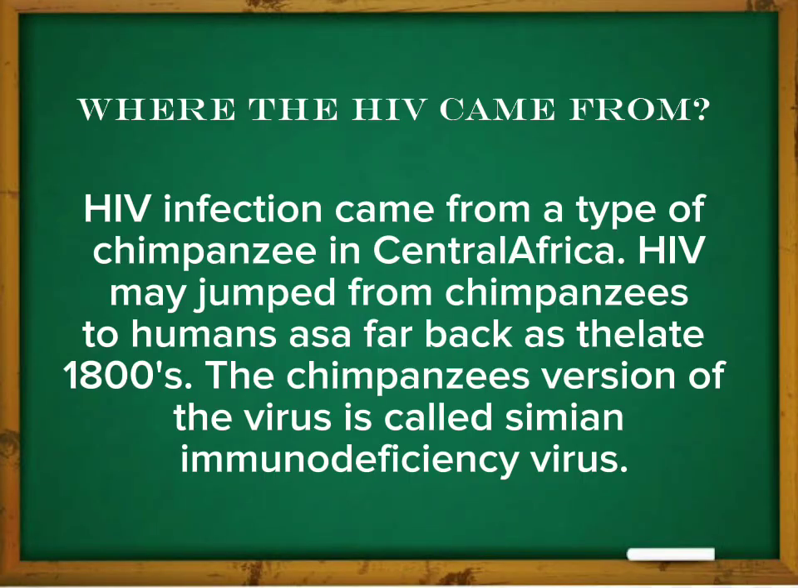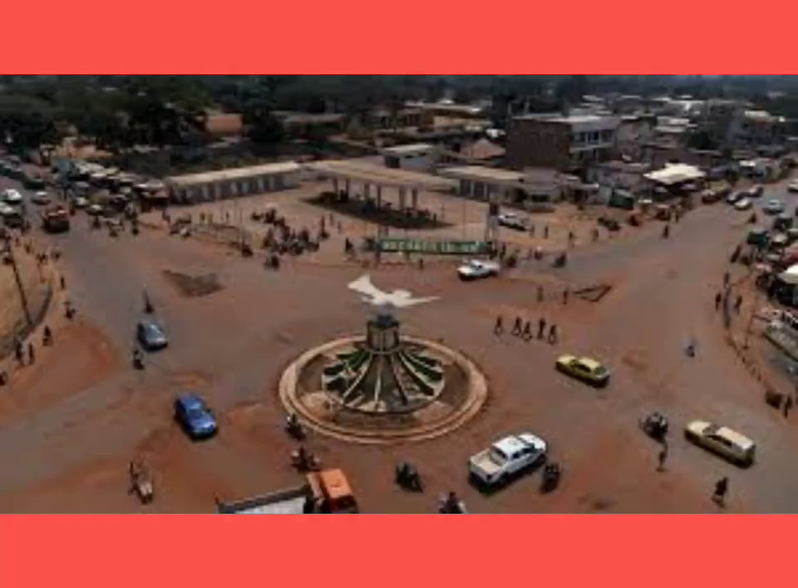Where HIV came from. HIV infection came from a type of chimpanzee in Central Africa. HIV may have jumped from chimpanzees to humans as far back as the late 1800s. The chimpanzee version of the virus is called simian immunodeficiency virus. This picture shows Central Africa.